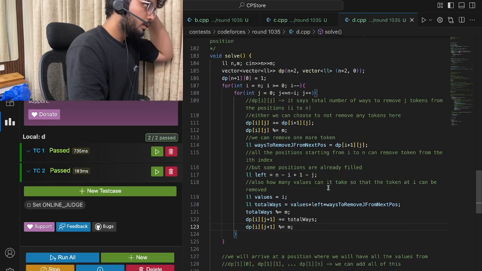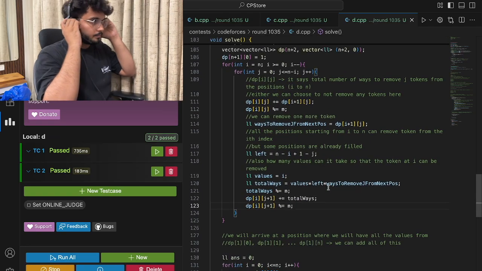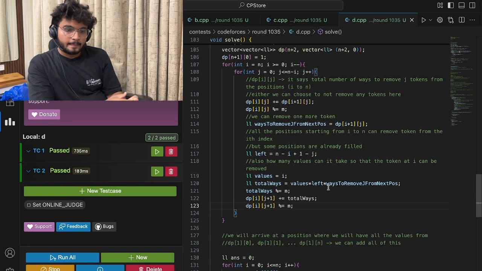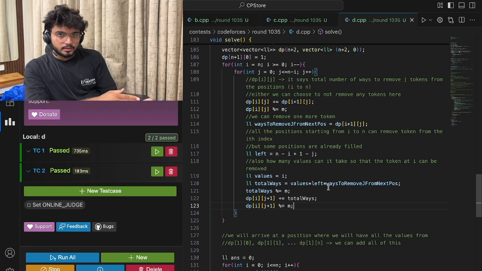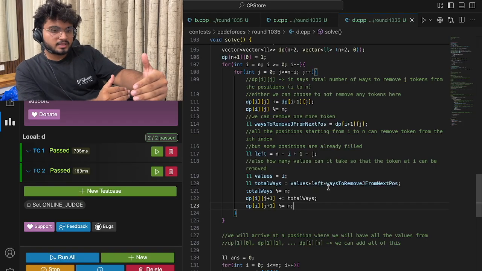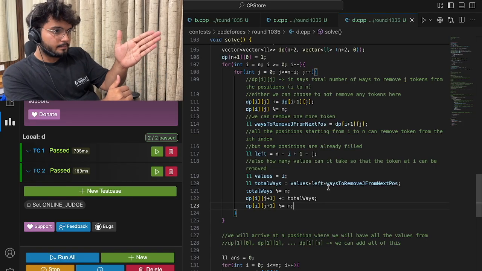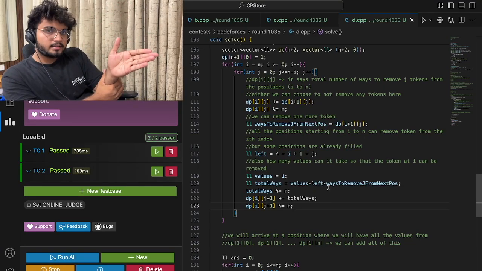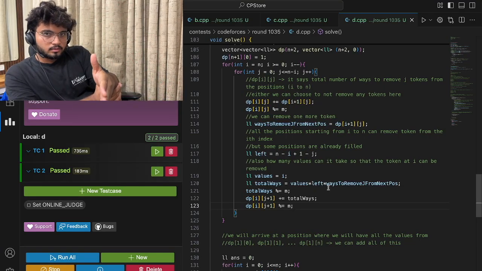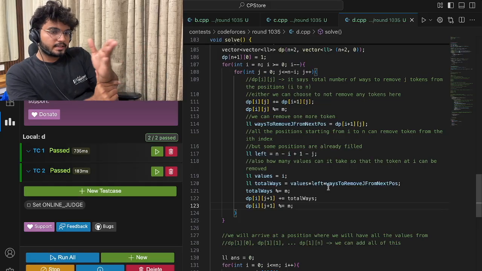Fast. Let me explain this once more. See, we are at a position i. So we can remove either 0 elements, or 1, or 2, up to the maximum possible, which is i plus 1, i plus 2, till n. How many of these elements are there? n minus i plus 1. These are the total number of ways that can be removed.